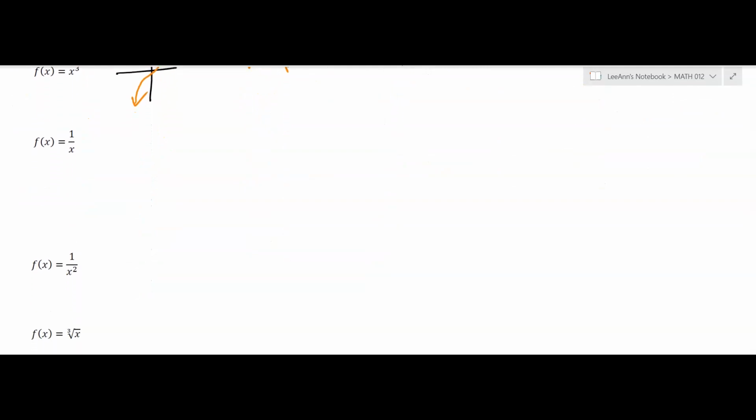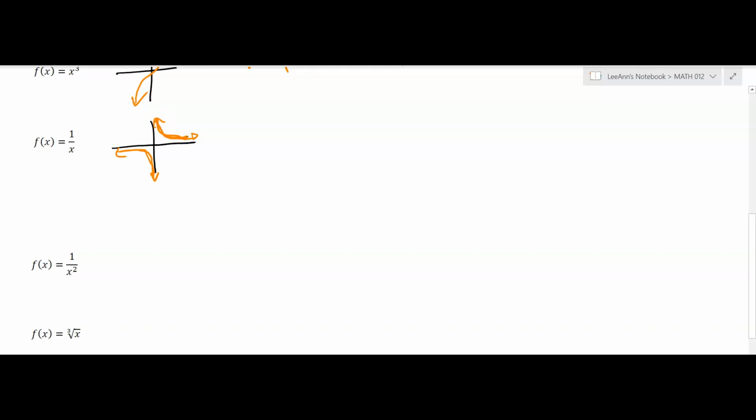1 over x. Okay, that's the reciprocal function. And how does that look? Well, it has a piece that goes kind of like this, and then another piece over here. Oops. It kind of looks like that. Those should look the same. They don't. But I just can't draw. I only took one drawing class.